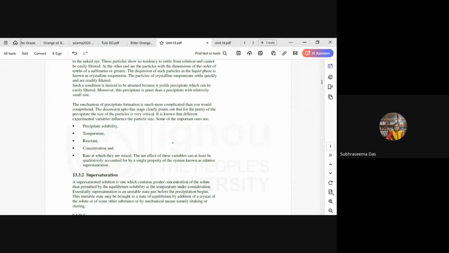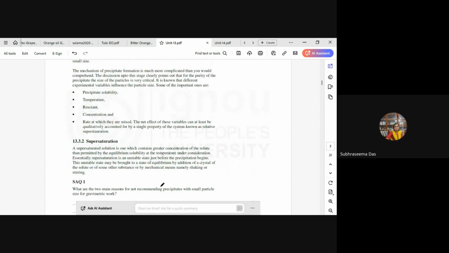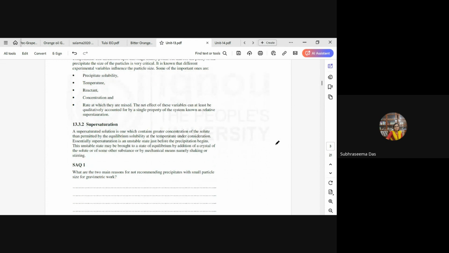Now coming to supersaturation. As nucleation is one process, supersaturation is also another process. So what happens in supersaturation? A supersaturated solution is one which contains a greater concentration of the solute than is actually permitted at a particular temperature.